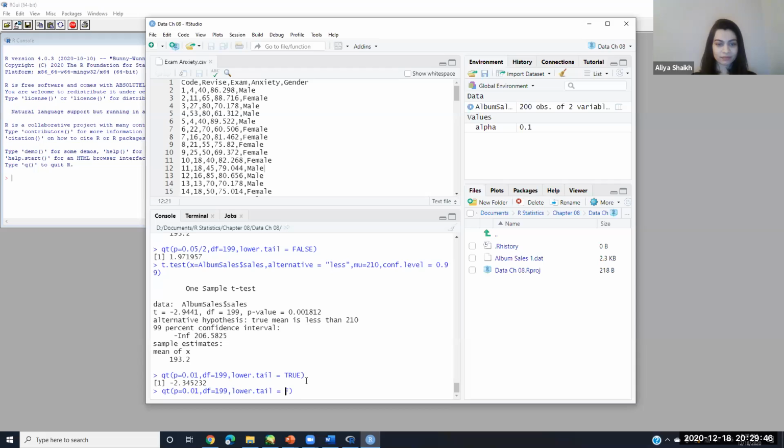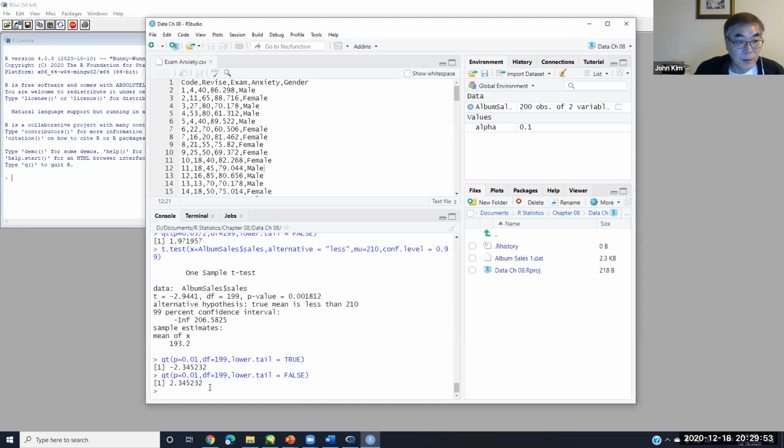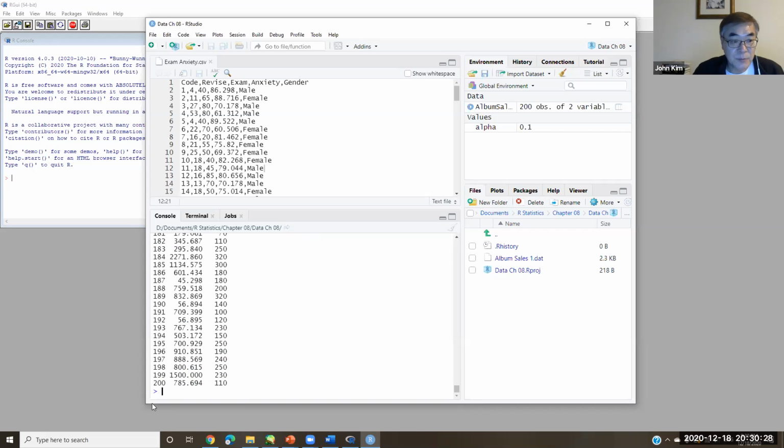Okay, just one more. Complete this one. If it is the right tail, then it is not the lower tail. So false, and then the right tail critical value is positive. Okay, our data. Our data is album sales, right? When I started today, I showed you, and the sample size is 200. So n is the sample size, so it is 200.